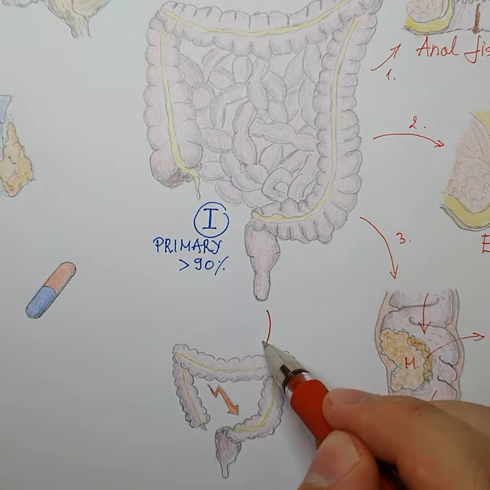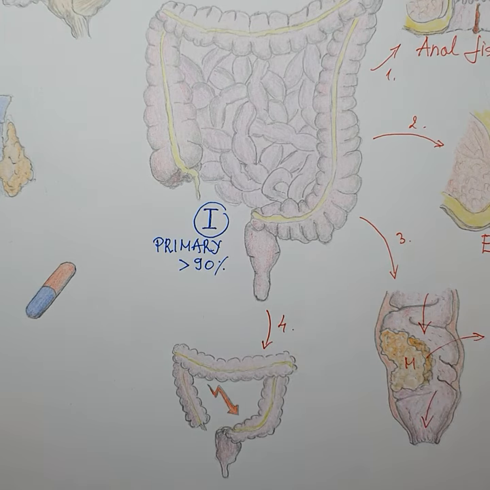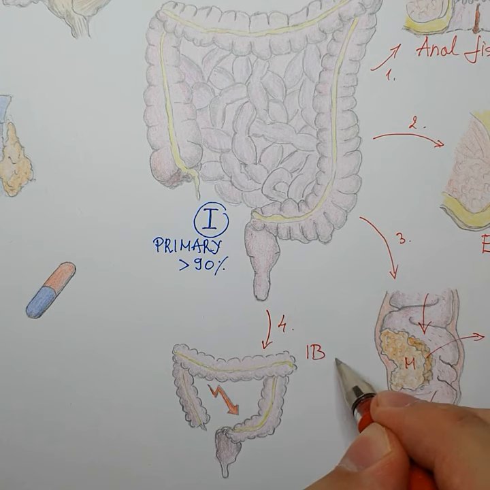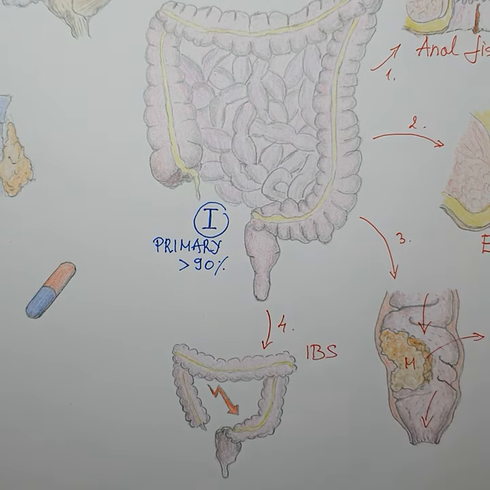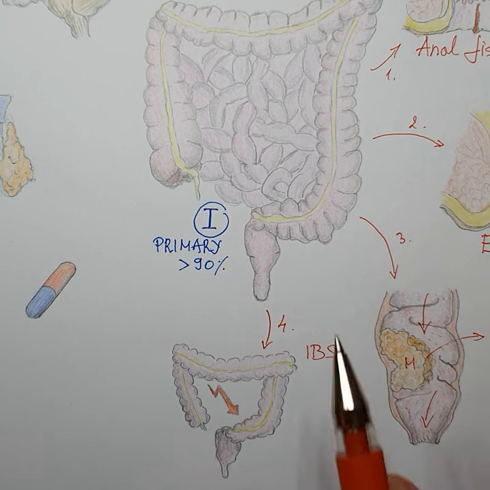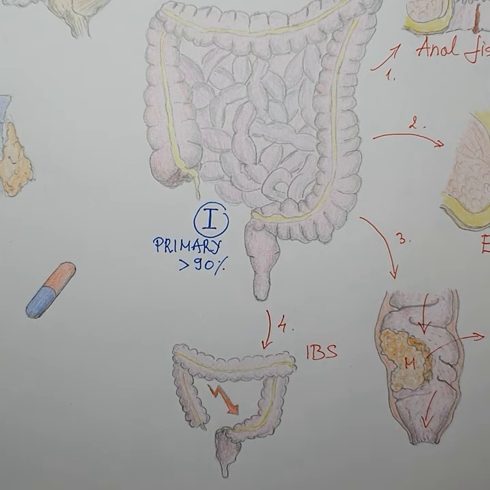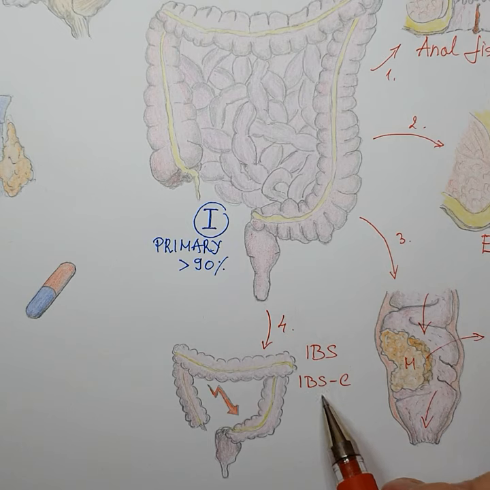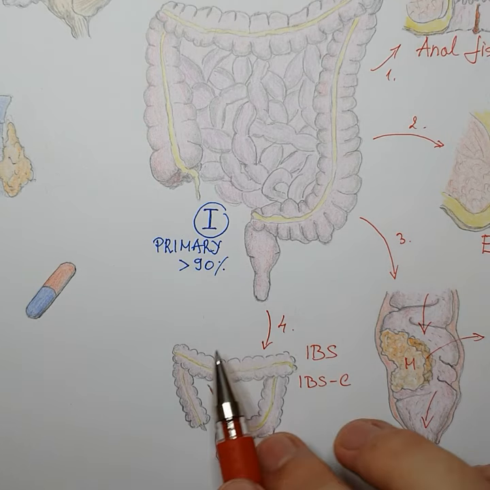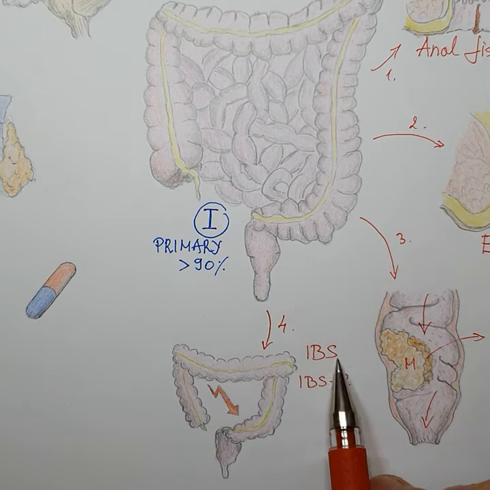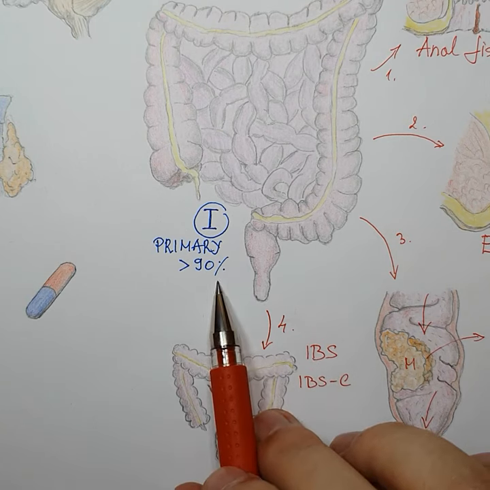Then we have another interesting cause, and that is irritable bowel syndrome. Irritable bowel syndrome is actually an interesting disease that has, unlike primary constipation, pain. And in irritable bowel syndrome, we have many symptoms. But there is a form of irritable bowel syndrome that is constipation-dominant, where the dominant symptom is constipation. There are other symptoms, but constipation is the dominant one. So it is also important to know that there is a disease very similar to primary constipation.